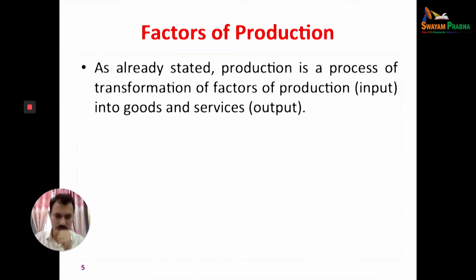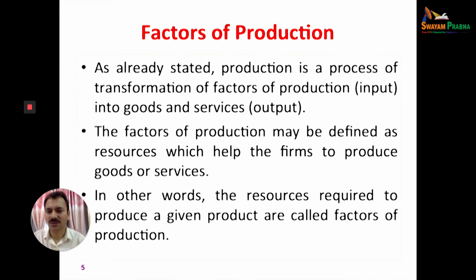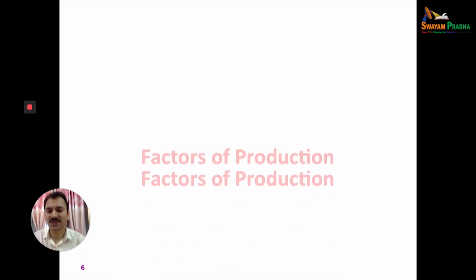Let us discuss the production function. Production function plays a very important role in production. As already stated, production is a process of transformation of factors of production, that is input, into goods and services, that is output. Here inputs are independent variables or independent factors. Output is dependent. Output depends upon the efficiency of inputs. Now, factors of production may be defined as the resources which help the firm to produce goods and services. In other words, the resources required to produce a given product are called factors of production. So let us discuss these factors of production in detail.